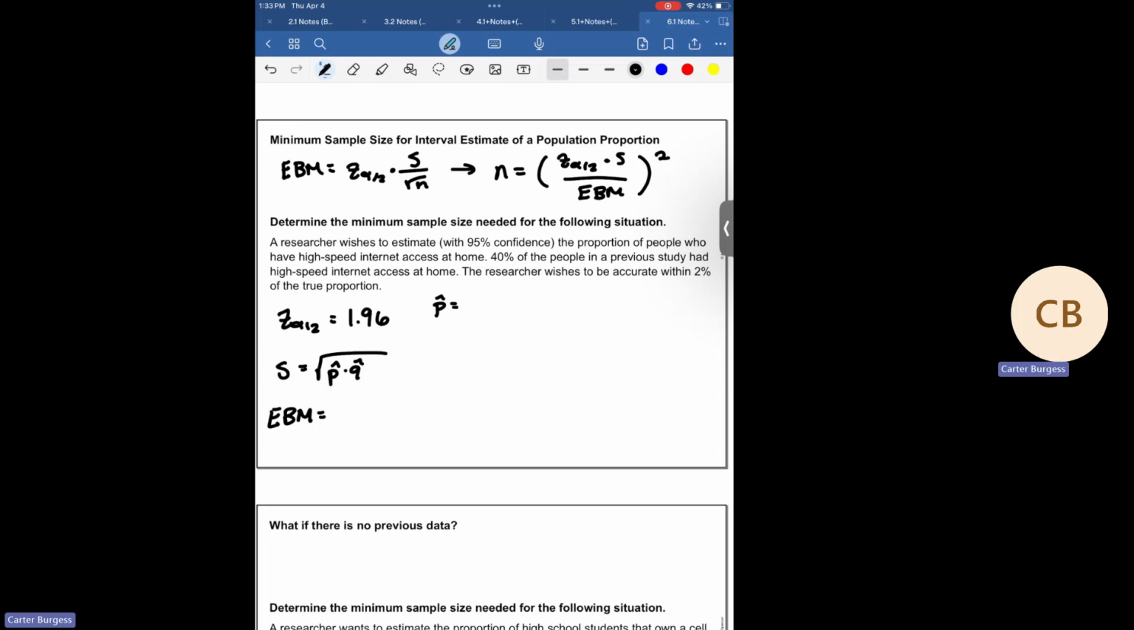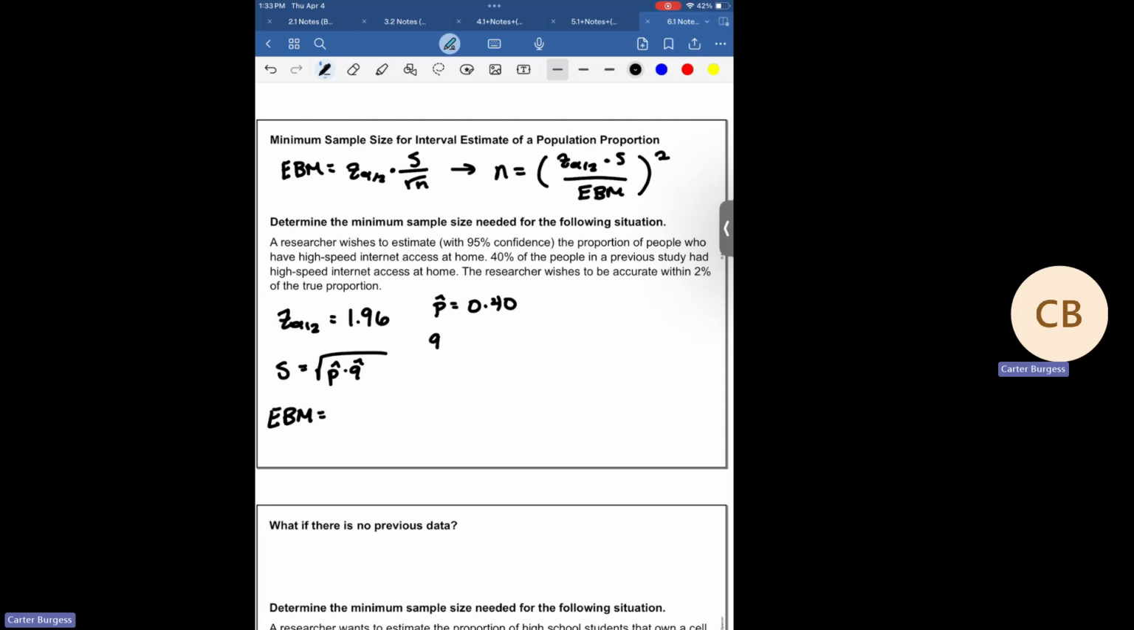So let's do this. We're looking for our proportion of success, our likelihood of success. In this case, we're trying to figure out the percentage of people who have high-speed internet, and what percentage of success do we have to work with? That's 40%. So that proportion is going to be what we saw from a previous study, which is 0.4. Quick note, the reason it has to be a previous study is because we haven't run our study yet, so we don't know what the proportion is going to be. So we have to pull from past data.